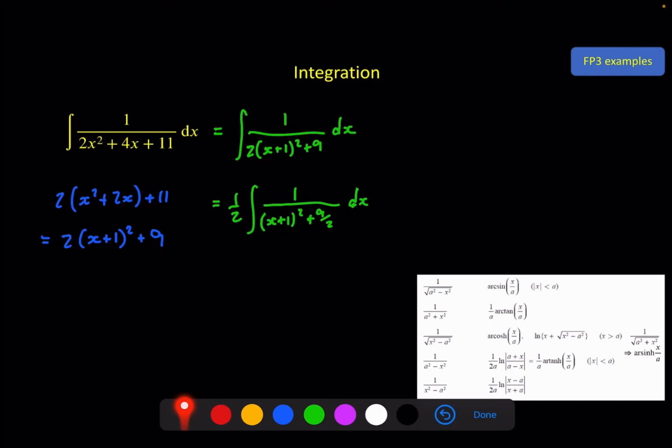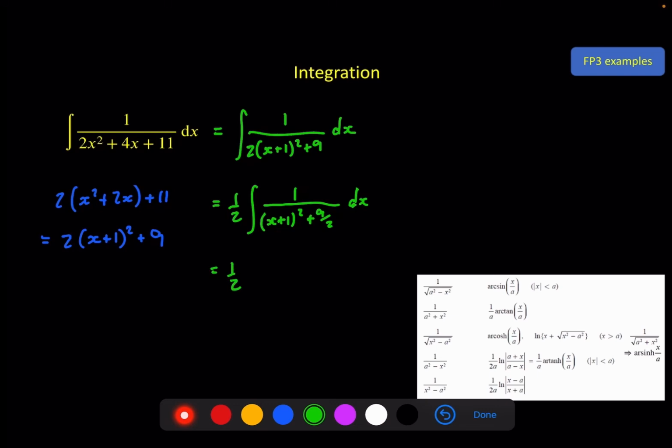And then where the x here is x plus 1, and the a here is 3 over the square root of 2, I can apply this standard result and get an arctan. If the question said use the substitution, then I wouldn't be able to use the standard result. Of course, I'd have to go through the substitution process, but it doesn't, so I'm going to apply a standard result from the formula booklet.